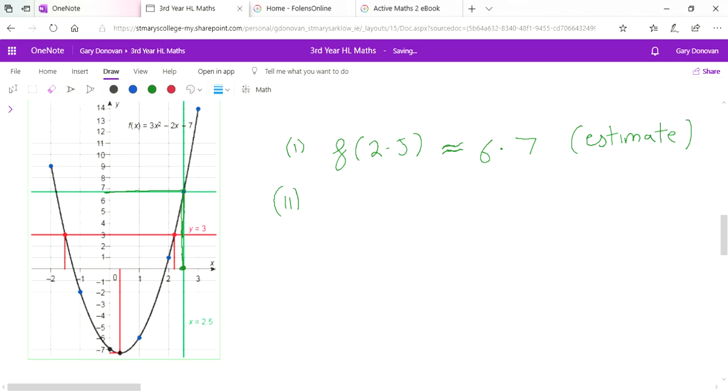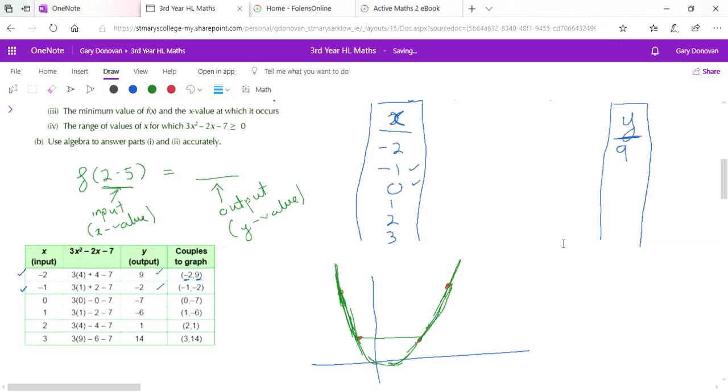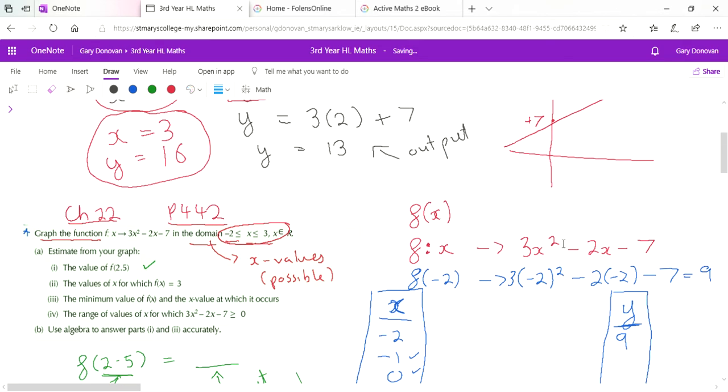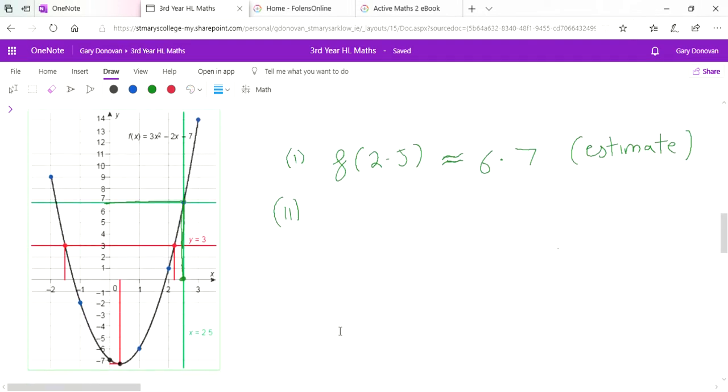Question two then. Find the value of x for which f of x equals 3. So this time they're saying, what's the value for x for which f of x equals 3? Well, here, they're not giving you the input, they're giving you the output. So remember, this time you're going to go and you're going to look at your y value.